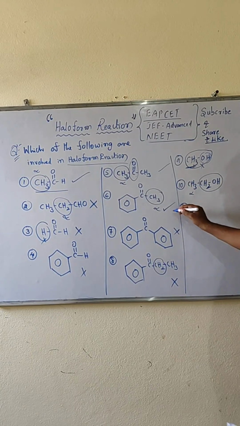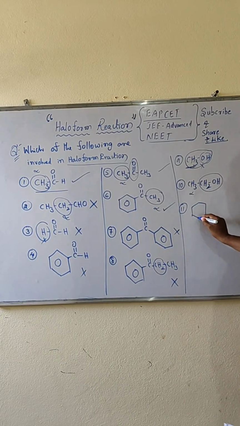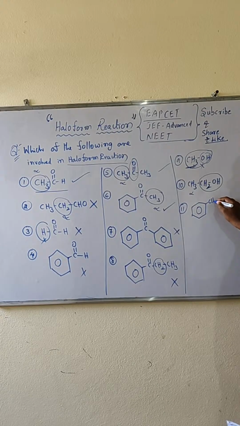Then the next one, the 11th one, look at it. Benzene attached with CH2OH. CH2OH. See, is that involved? No, it won't be involved in the haloform reaction because at the alpha position there is no methyl group.